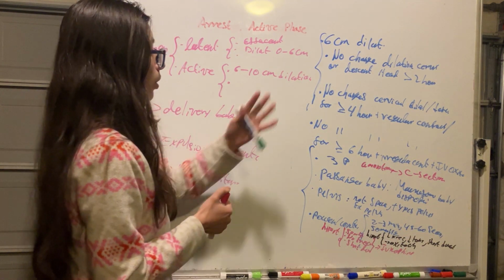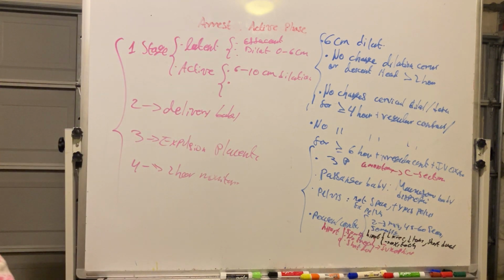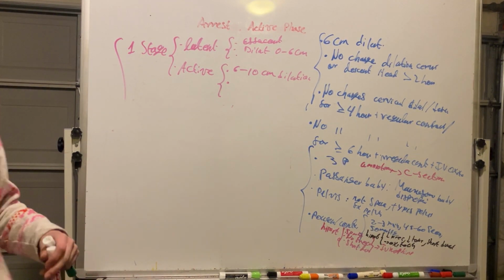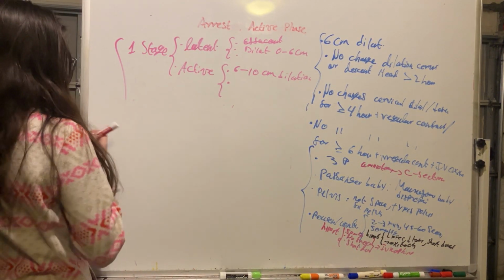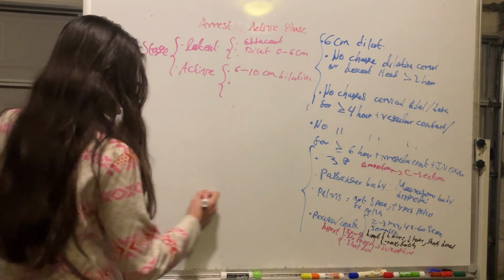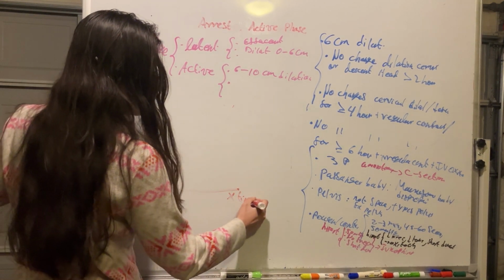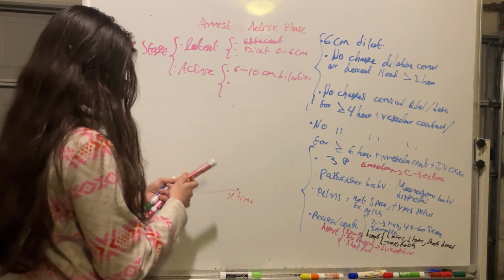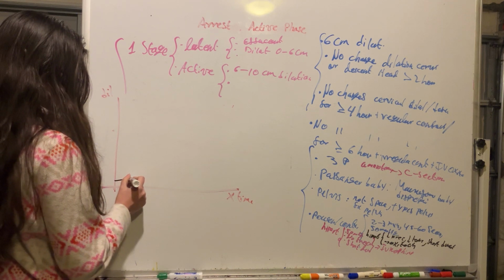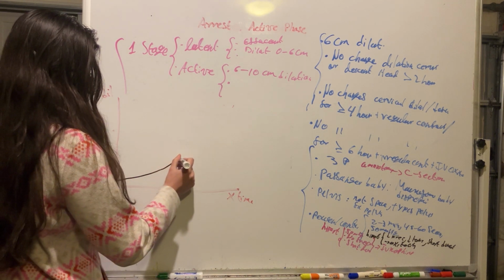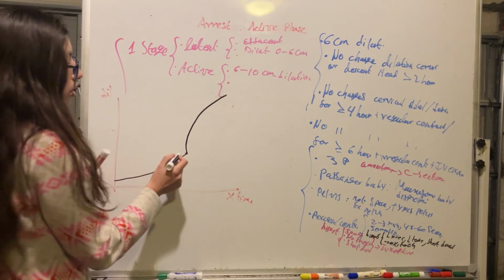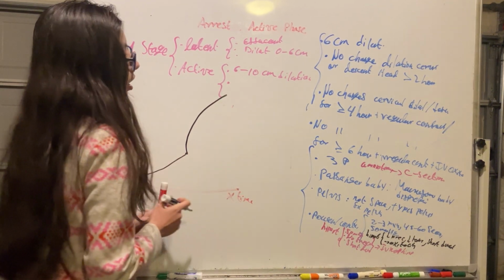So, how will this appear in the partograph? We have the y-axis, which is the dilation of the cervix, and we have the x-axis, which is time. So a normal curve would be something like this. We have dilation of the cervix all the way up to 6 centimeters, and then we start having an increase in the rate of dilation of the cervix. This is the latent phase, this is the active phase.